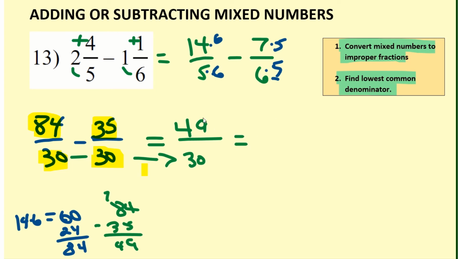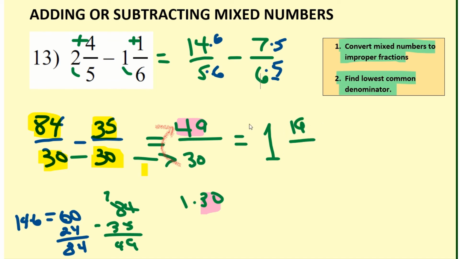So now we have to figure out how many times that 30 fits into the 49. I think it fits one time. So let's go ahead and go with that. One whole time, the 30 will fit into the 49. But how many are left over? 1 times 30 is 30, but what is the difference between our 30 and our 49? How many are left over? I think it is going to be 19.